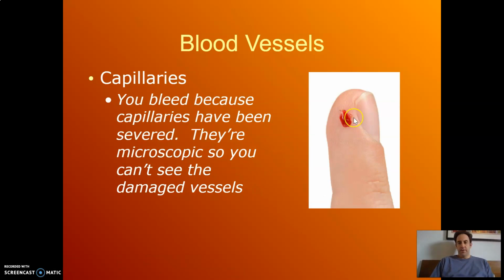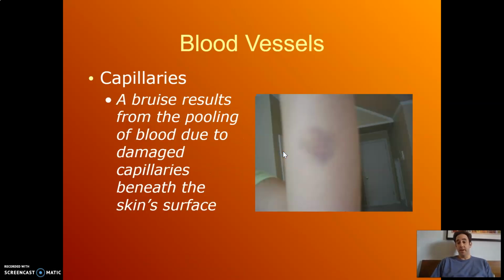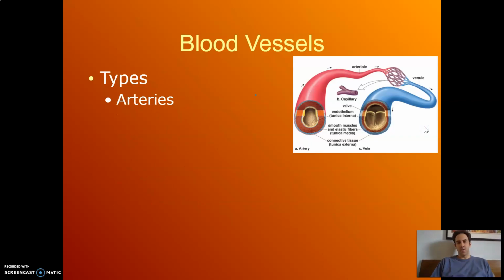And then again, you bleed because these capillaries get severed. And a bruise, by the way, is the pooling of blood as a result of capillaries that have been damaged beneath the skin. So if you get punched or something, then you may not break the skin, but you've damaged capillaries, and that pooling of blood appears as a bruise. That's what a bruise is. That's kind of fun. Okay.